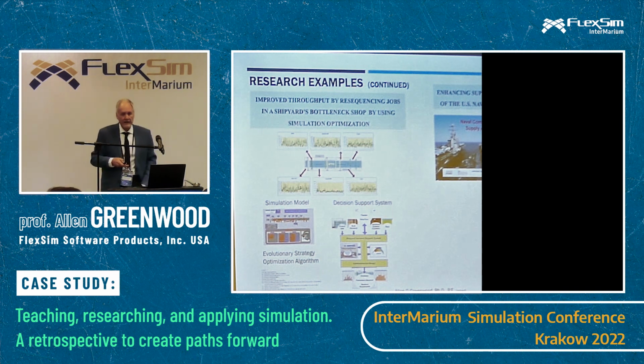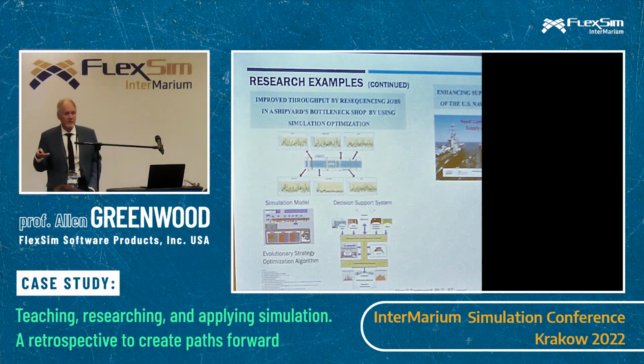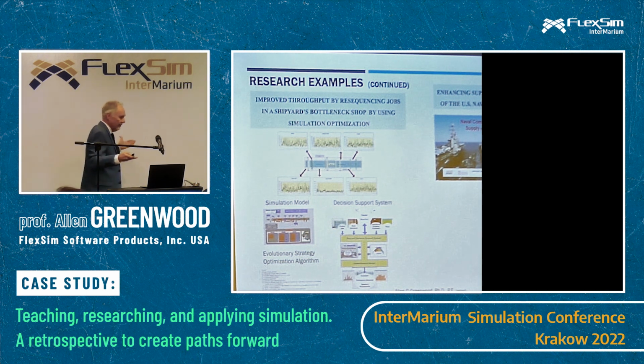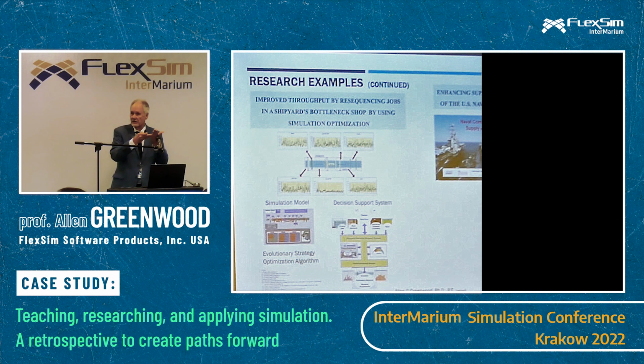So we had to model the logistics network, where the different battle groups would be traveling, where the supply ships would be, when the battle group needed something, how long did it take for the supply ships to get there and fulfill their needs.